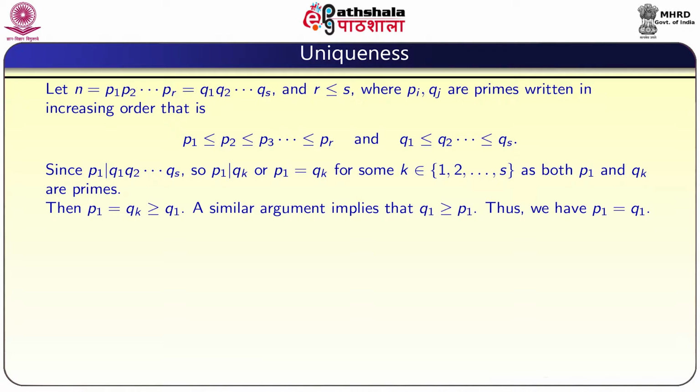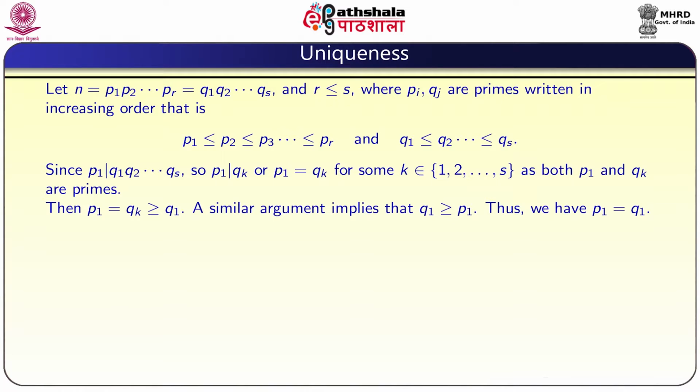Now, let us assume n has two prime representations, that is we are assuming that n is equal to P1 into P2 and so on Pr, as well as which is also equal to Q1 Q2 and so on Qs. Then we have to show that P1 is equal to Q1, P2 is equal to Q2 and so on, Pr is equal to Qs, and of course, obviously we have to show that r equals s. So, our objective is that all these primes are equal.